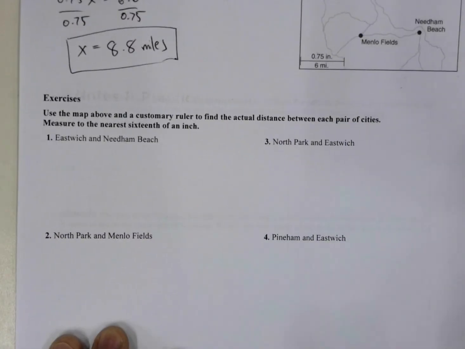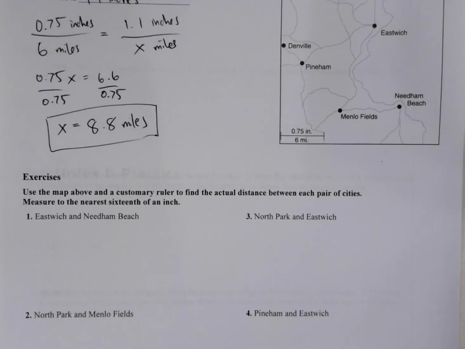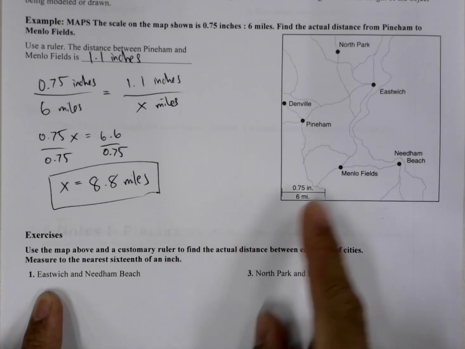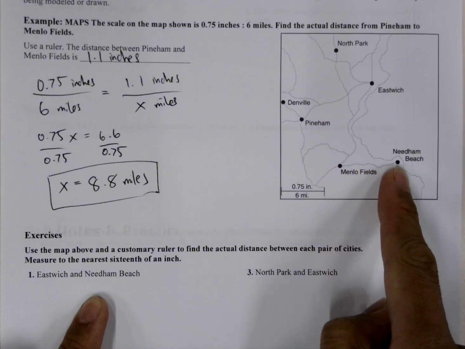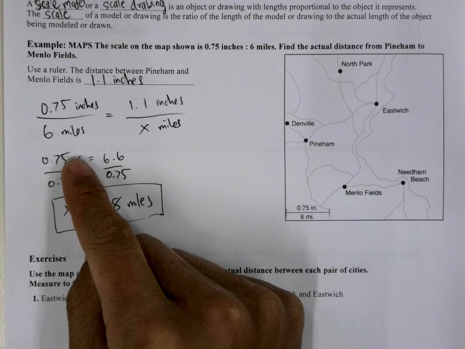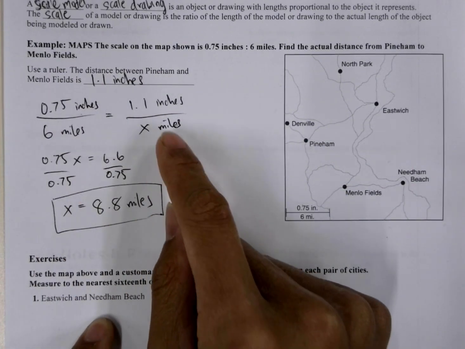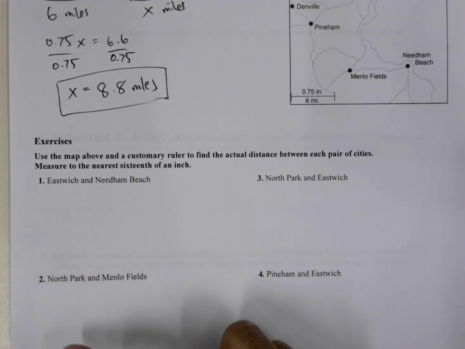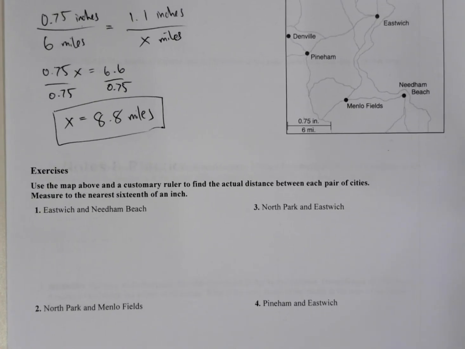So what we're going to do now is you're going to go and do these exercises where you're going to go through the same process with these two different locations. Right? So we have Eastwich and Needleham. We're going to measure. We're going to use the scale and create a proportion to find out how many miles the distance is from these set of points on the map. So I'll go over the answers in the next video.